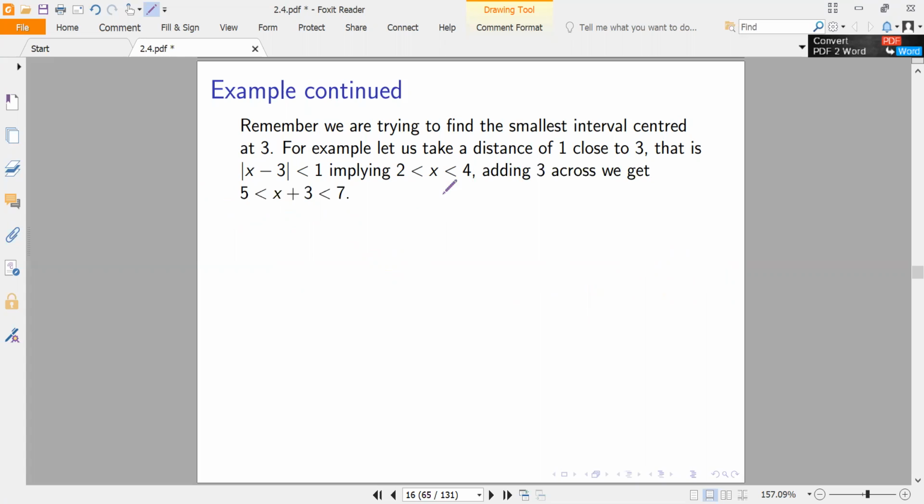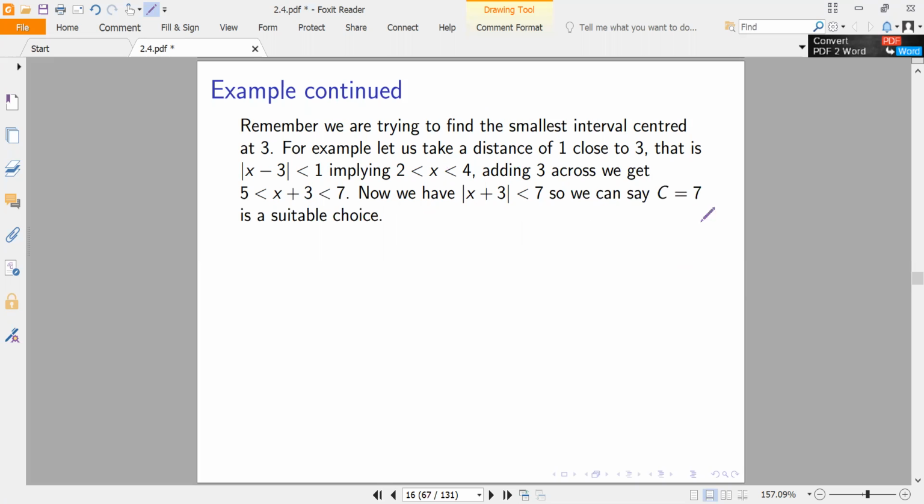So from here, from this x being between 2 and 4, if we add 3 throughout, we end up having x plus 3 is between 5 and 7. Right? So if that's the case, it means we can take that the absolute value of x plus 3 will be less than 7 from what we have here already.